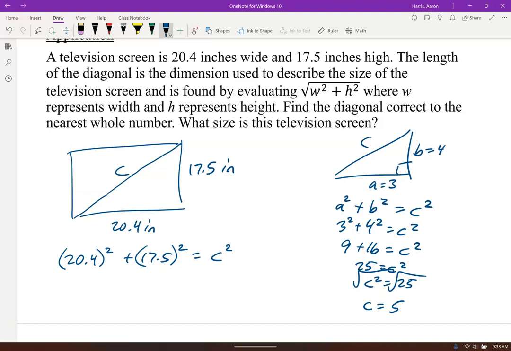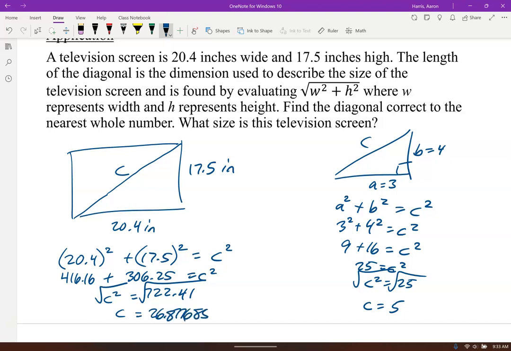Let's go ahead and take 20.4 and square it, and we'll get 416.16, and then we'll take the 17.5 and square it. We'll get 306.25. Add those two together, I get c squared equals 416.16 plus 306.25 gets 722.41. Now I undo the square, so I'm going to go ahead and square root that number. And c is 26.87768591, or approximately, we'll just round it to the nearest inch, 27 inches approximately, right?